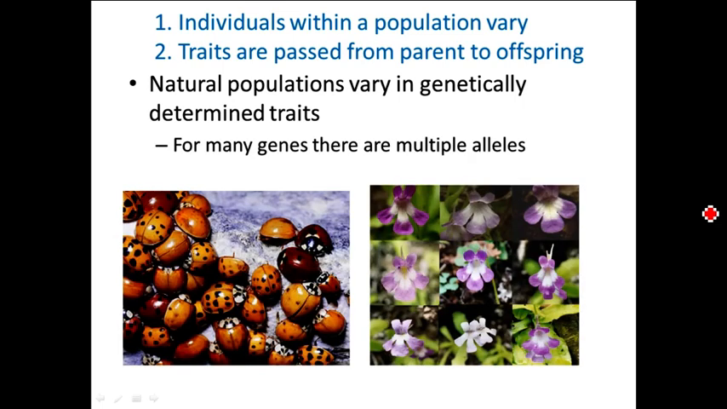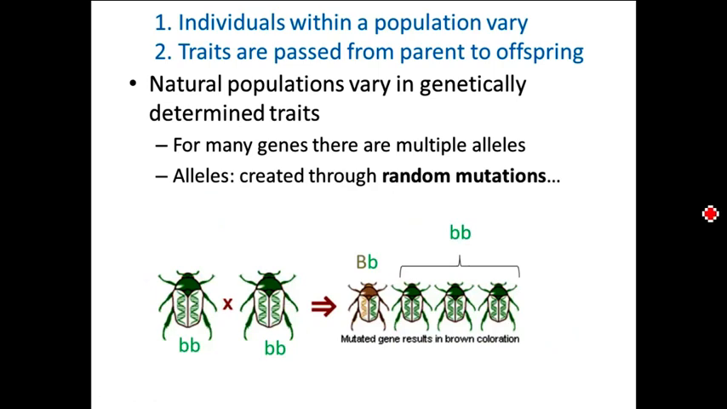So now we know that for many genes there are multiple alleles. These genes control the traits that are genetically determined. Alleles are created through random mutations. Alleles are not created when they are needed. They instead occur through random mutations. If they happen to create a trait that is beneficial, then it can end up being more frequent in the population. But I just want to make sure you understand that mutations are not created when they're needed. They're created through random mutations, right? So sometimes good ones are created, sometimes bad ones are created, sometimes silent mutations are created. Remember all that stuff you learned about mutations.